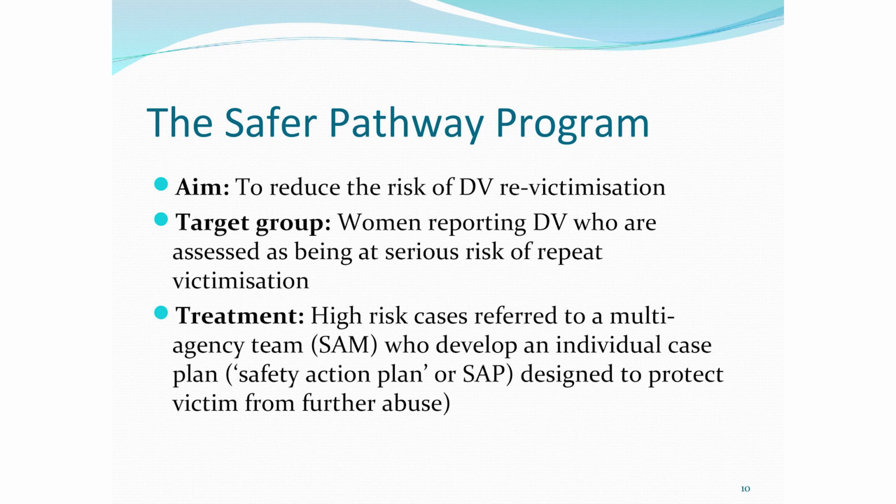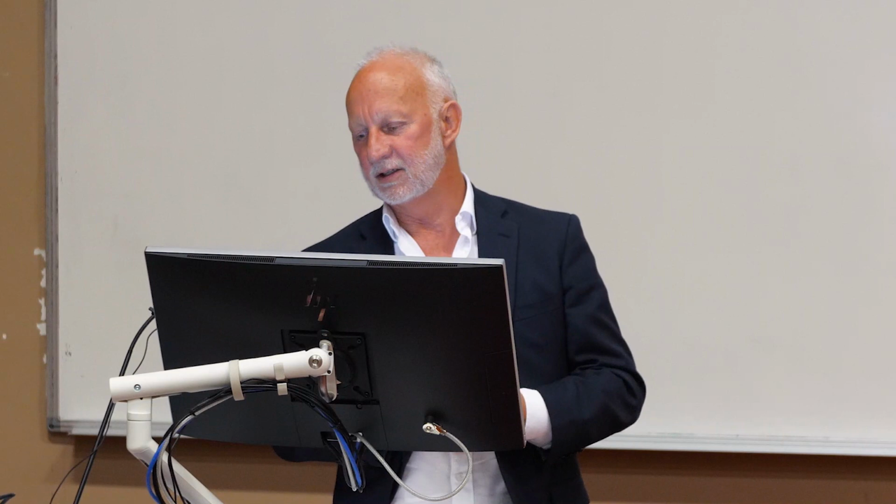The safety action plan was tailored to the individual victim to try and reduce the risk of further victimisation. So that might mean something as simple as changing the locks on the house, or taking her to other accommodation, or seeing what else could be done to apprehend the offender. It was a specially designed response to that person's risk of victimisation.